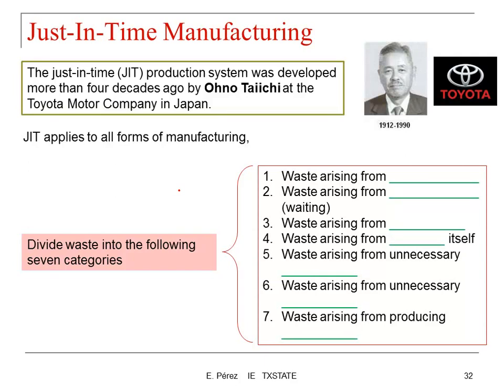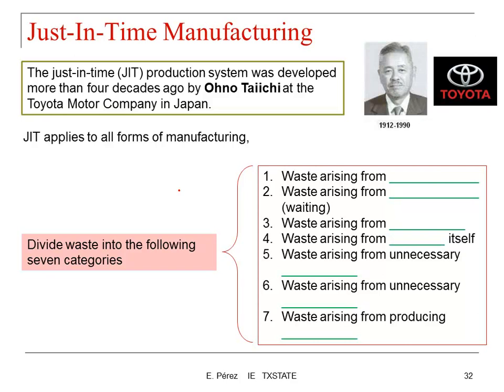This was developed more than 4 decades ago by Taiichi Ohno at the Toyota Motor Company in Japan, and just-in-time applies to all forms of manufacturing. What they observed was that there was a lot of waste originally in systems that were based only on having the production line. They found that by minimizing this waste, you can have better quality in your product, and you can also have better production output. So they divided the waste into the following 7 categories.